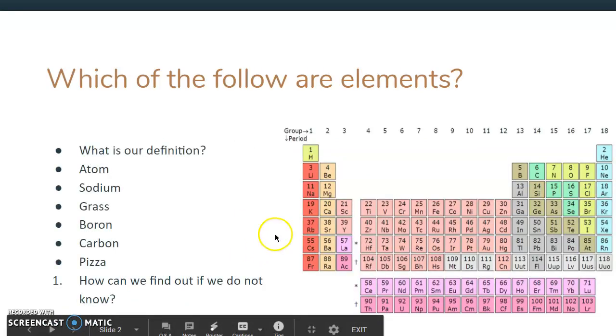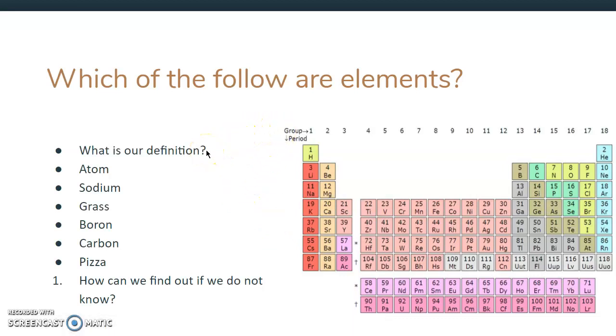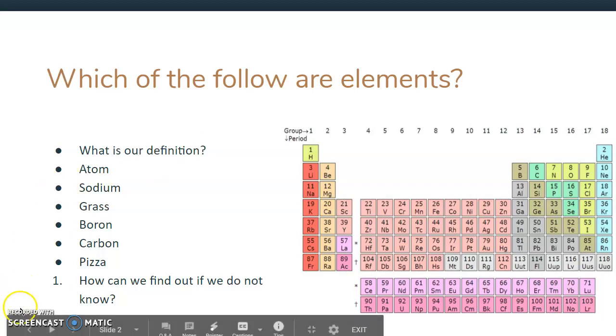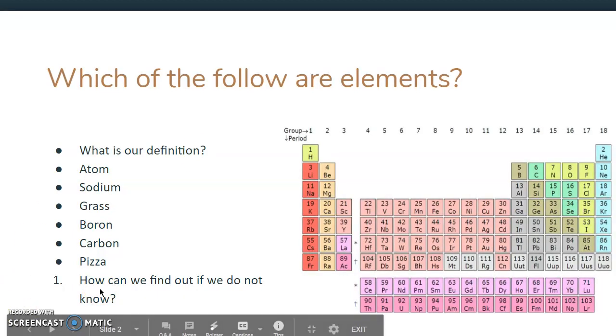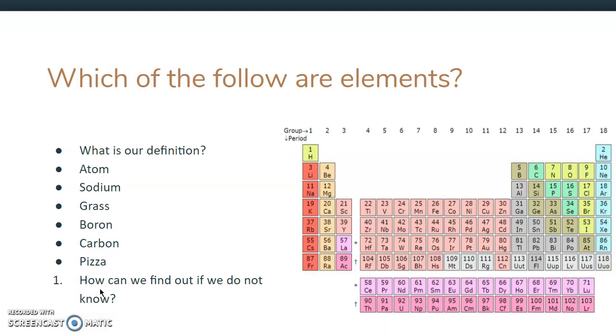We're going to start with which of the following of these are elements. So let's start by trying to remember our definition of an element. An element is the simplest substance which cannot be broken down further chemically. But how do we know if something's an element or not? So we have some examples. We're going to start with an atom.